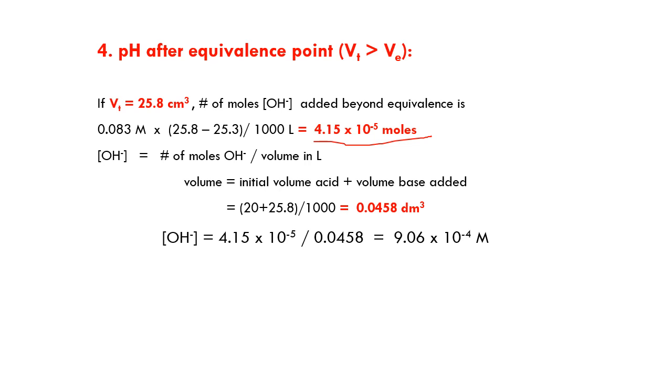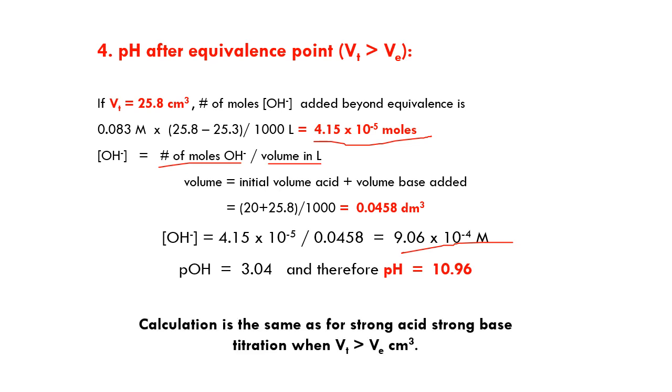We can now determine the concentration of hydroxide ions by doing the number of moles divided by the total volume of the solution in liters. Once we have the concentration of hydroxide ions, we can use this to determine the pOH of your solution by minus log of hydroxide ion concentration and therefore the pH, right? Which would be 14 minus your pOH to give you 10.96.